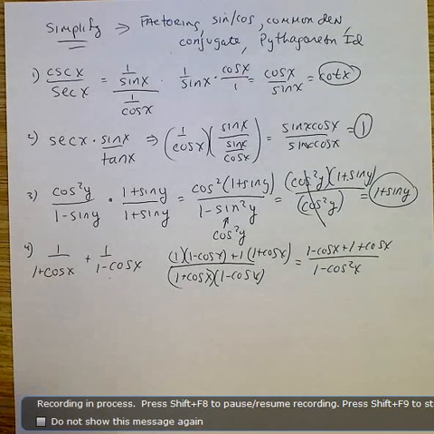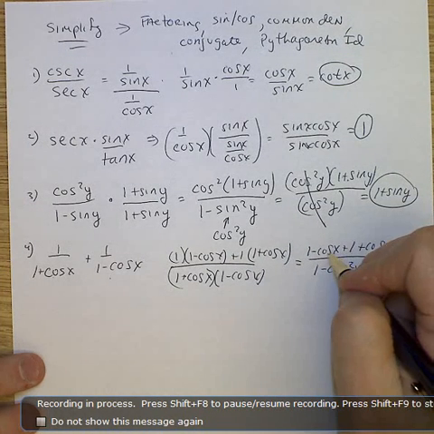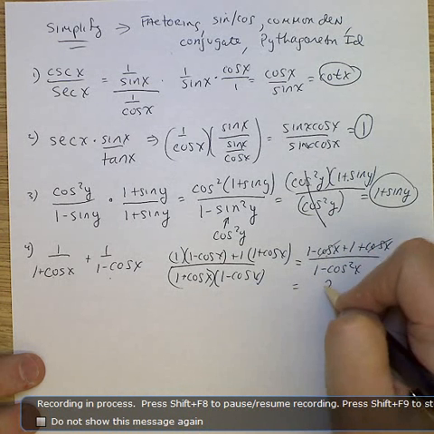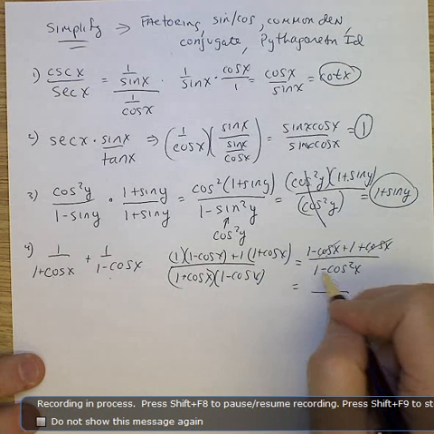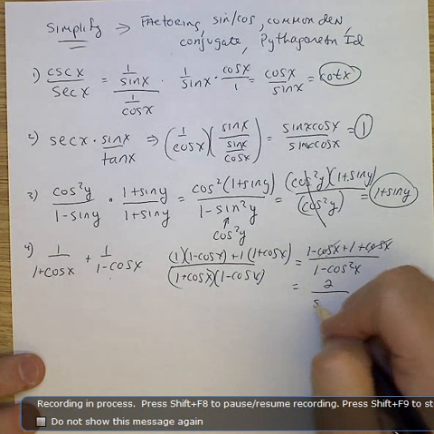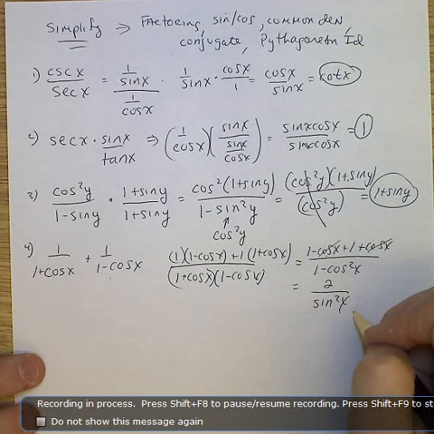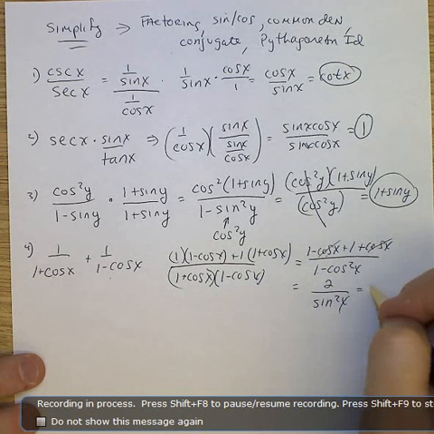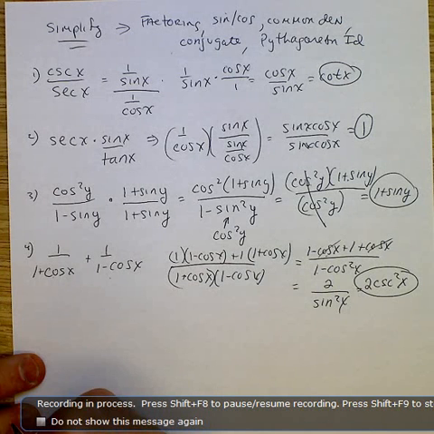At this point, the cosines cancel out because you have a negative and a positive. You end up with 2 over, and 1 minus cosine squared x is a Pythagorean identity. So it's 2 over sine squared x. Never leave it like that. You know that the reciprocal of the sine is the cosecant, so we can rename this as that. And that would be your answer for that type of problem.